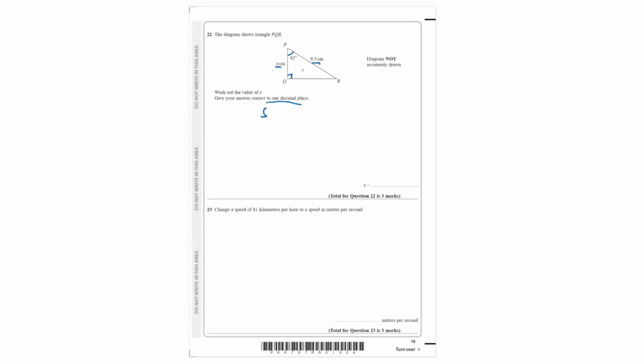So we can use SOHCAHTOA. I can see that we have both adjacent and we have hypotenuse. So we have to look for adjacent hypotenuse, not here. Adjacent hypotenuse, not here. So that means we have to use CA. So that's cos of the angle, which is 42, is equal to adjacent over hypotenuse, which is x, over hypotenuse 9.5.